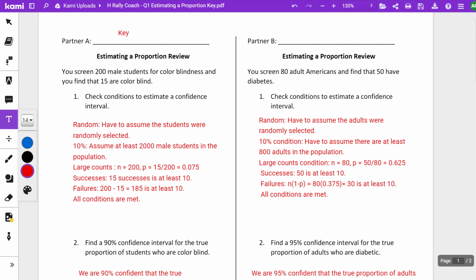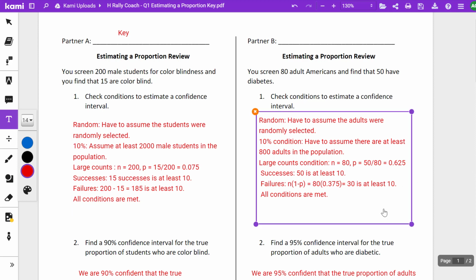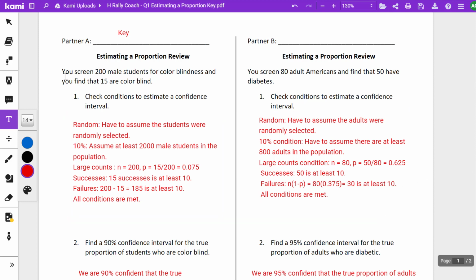So this is a walkthrough of the review for the confidence interval quiz for Unit H. For partner A, you screen 200 male students for color blindness and you find that 15 are colorblind. Check the conditions to estimate the confidence interval.